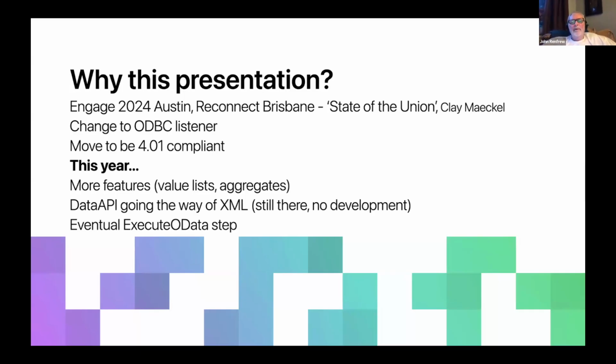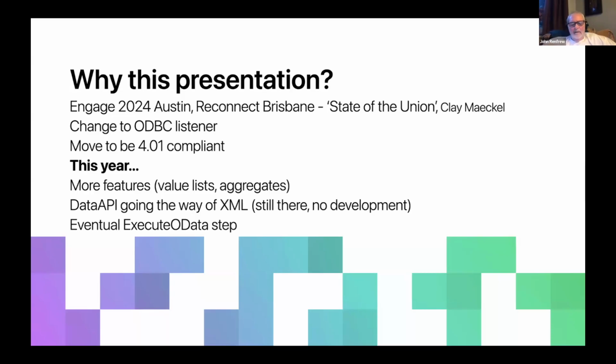So on top of what I'm going to show, there are some new things that are coming even in the next version. So being able to get value lists from OData, which you can't do at the moment. It's a very FileMaker-y thing. Being able to do aggregate calculations.